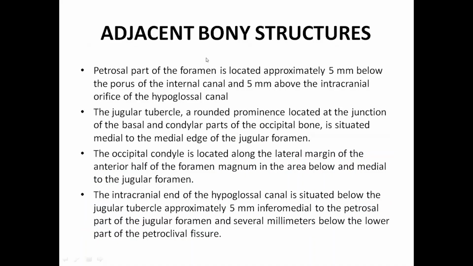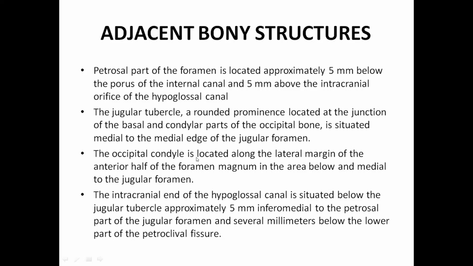Then discussing the adjacent bony structures. So we know that the petrosal part of the foramen is usually located approximately 5 mm below the porus part of the internal canal and 5 mm above the intracranial orifice of the hypoglossal. The jugular tubercle itself is a rounded prominence which is usually located at the junction of the basal and the condylar parts of the occipital bone, and it's usually situated medial to the medial edge of the jugular foramen.